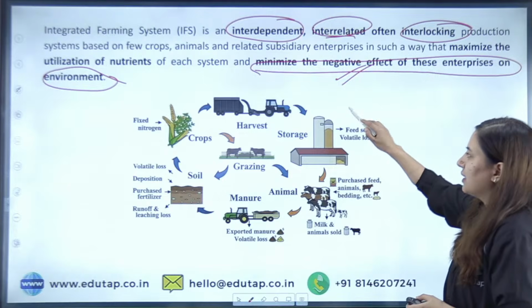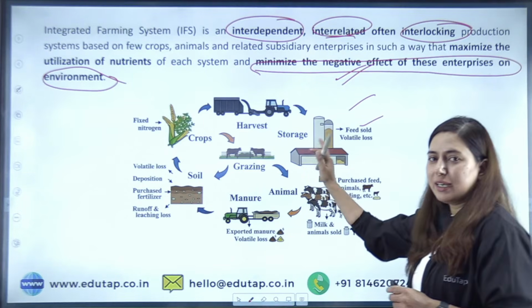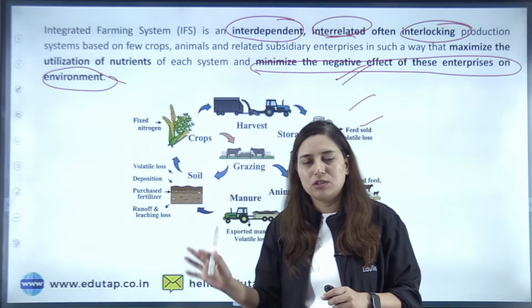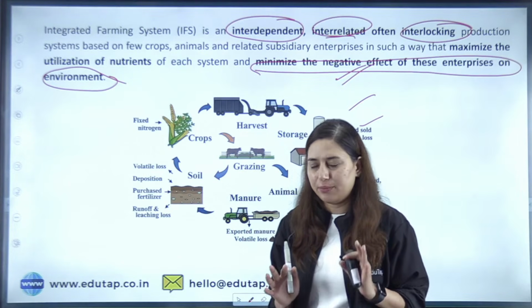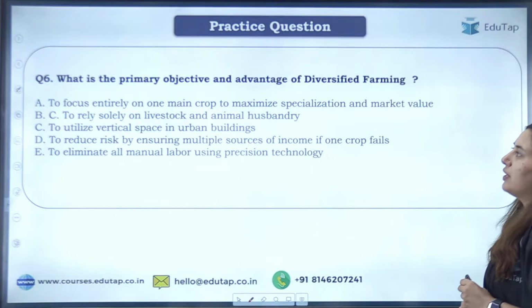तो यहाँ पे हम क्या करते हैं, इंटीग्रेट करते हैं सारे फार्म इंटरप्राइजेस को in such a way कि हम इन इंटरप्राइजेस का जो भी एनवायरमेंटल कॉन्सिक्वेंसेस है उनको हम मिनिमाइज कर सकें, राइट? So that is the meaning of integrated farming system. चलो let's move ahead quickly.